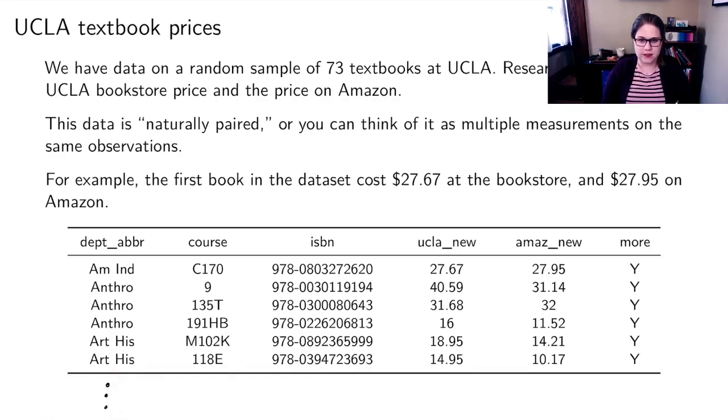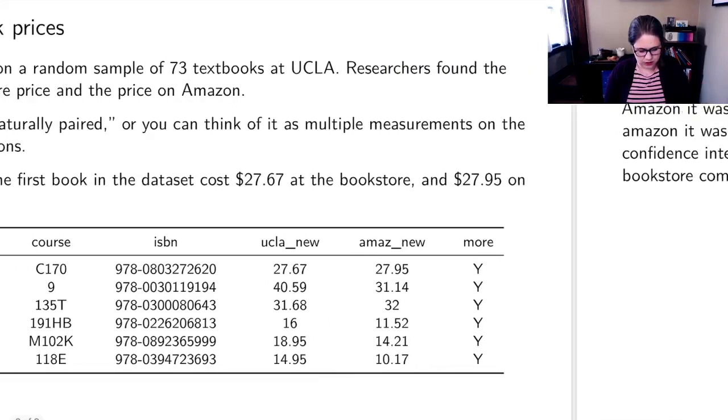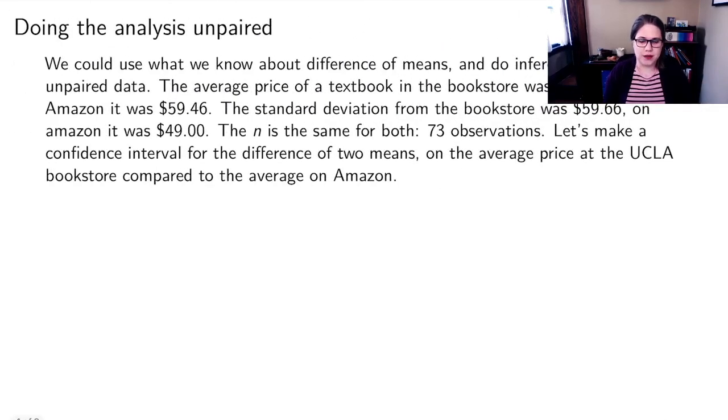So we can look at this data, and the data is naturally paired because we have the same book and we have the price at UCLA and the price on Amazon. You could think of that kind of like multiple measurements on the same observation, kind of like a pre and post test. We've got the UCLA price and the Amazon price. So we could do the analysis unpaired. That's what we were doing in section 6.4, the difference in means section. We could do inference on the unpaired data.